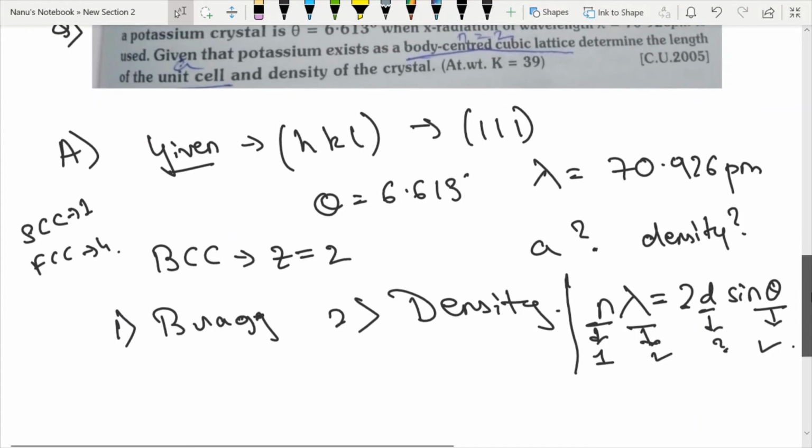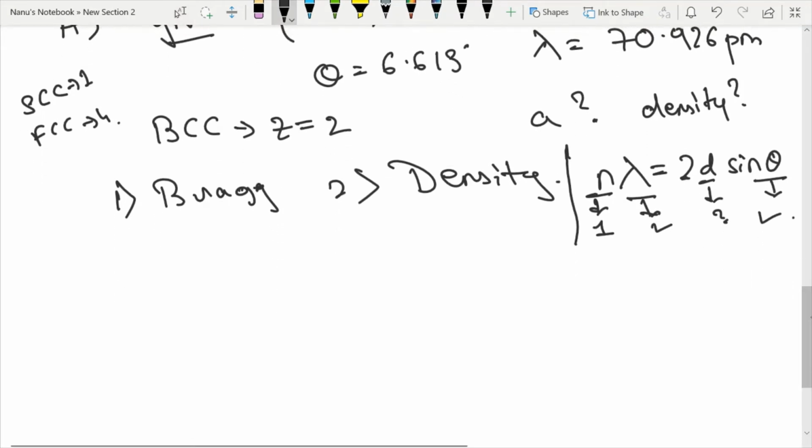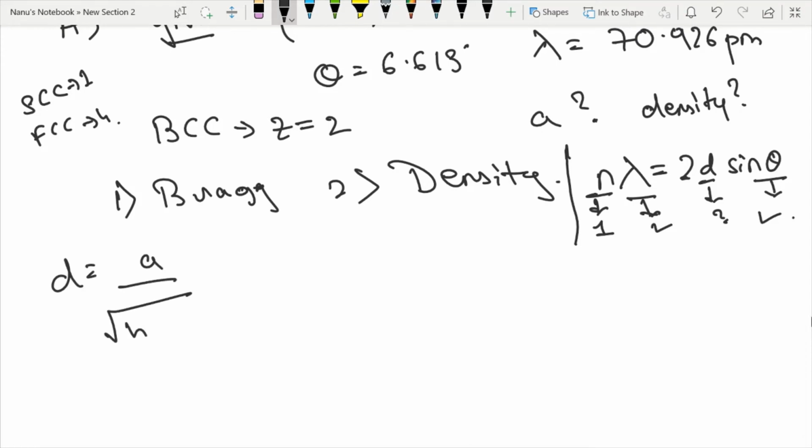And what is the second formula? Given potassium exists in body centered cubic lattice, determine the length of the unit cell. So a, right? And what is the other formula that we will be using over here? We know that d = a divided by root of h square plus k square plus l square. And what is our density formula? Density, rho, is equal to mass by volume, right?